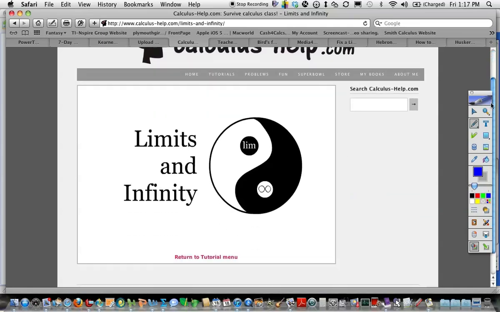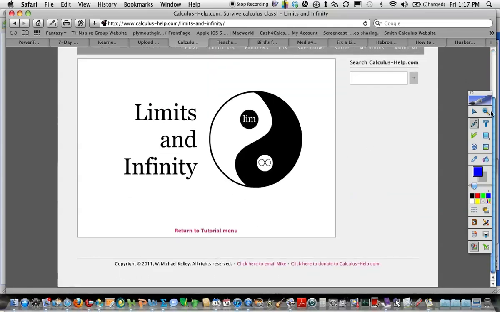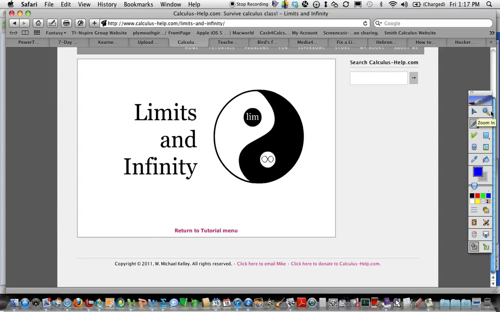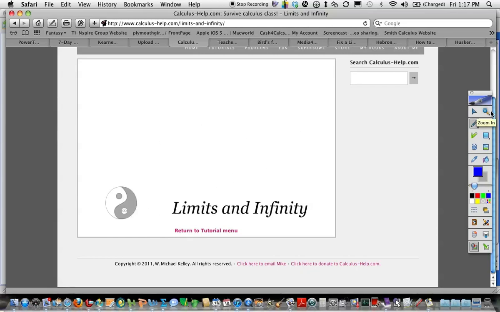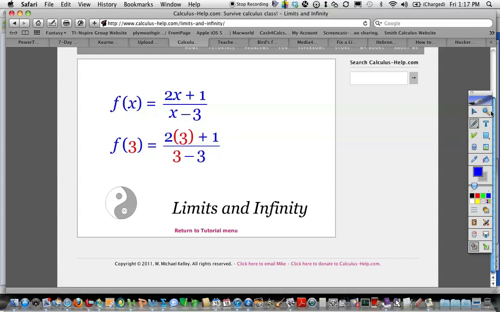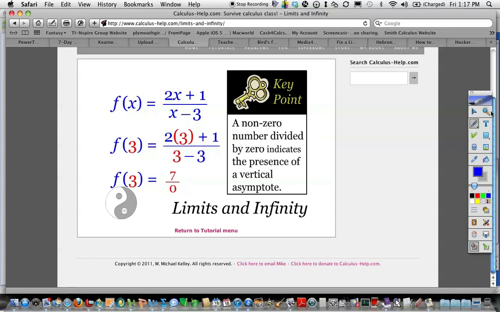In this section, we'll delve into the mysterious and ancient relationship that exists between limits and infinity. As you calculate various values of f and evaluate different functions, you can come across some bizarre things. For example, take a look at this function. F of x equals the fraction 2x plus 1 divided by the quantity x minus 3. Now, if you plug in 3 to this, you're going to get 7 divided by 0. Now, I know we've seen 0 divided by 0 in a lot of previous examples, but we've never seen a non-zero number divided by 0.